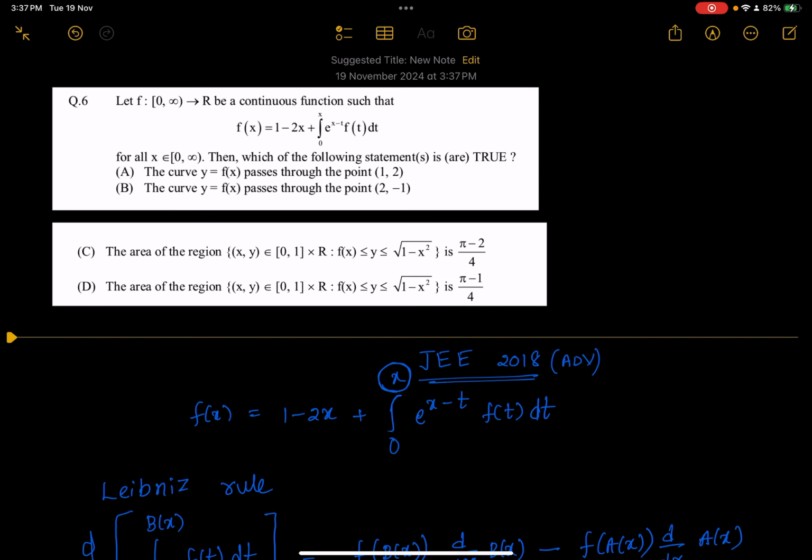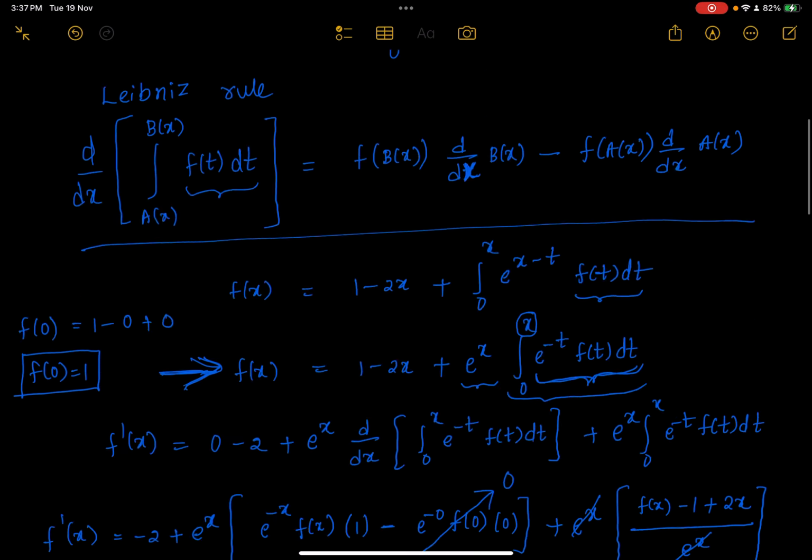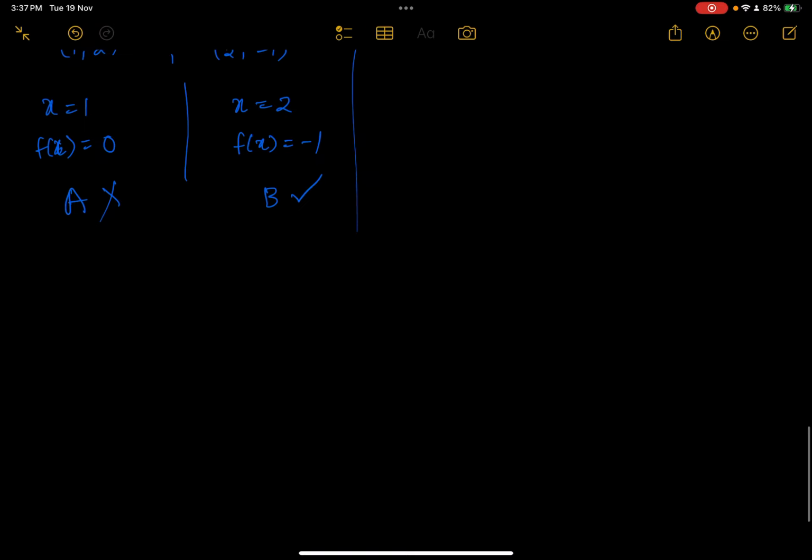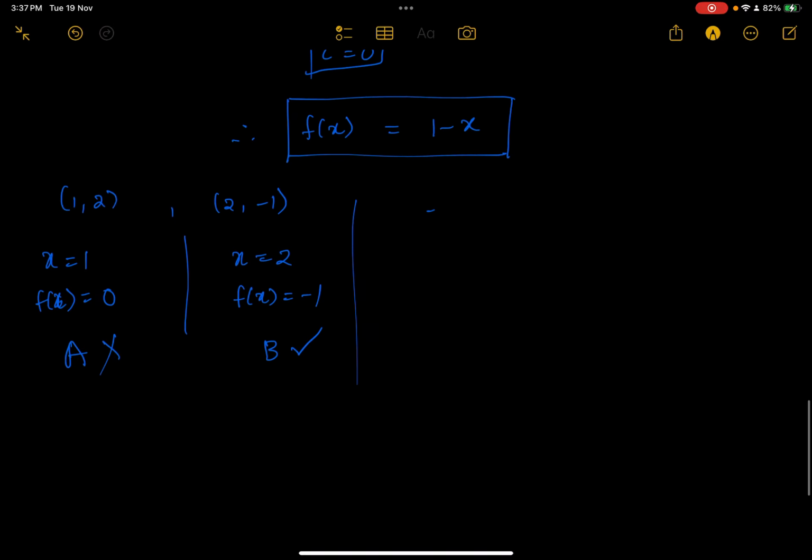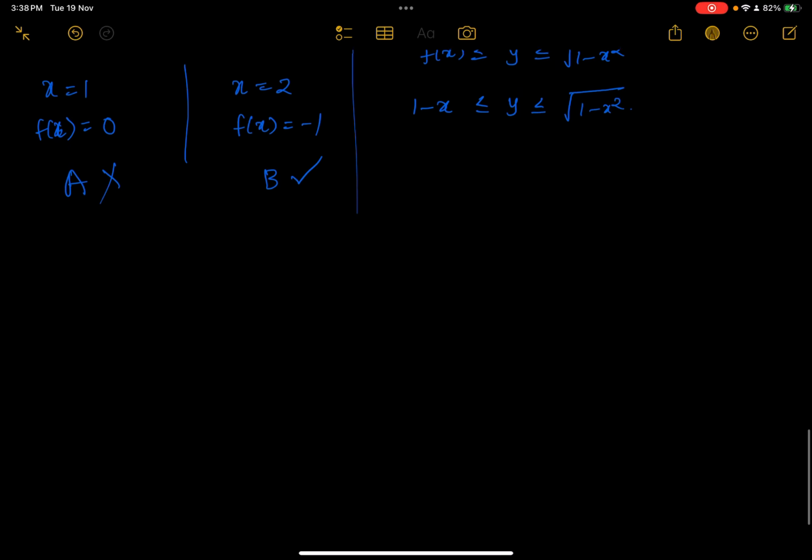The area of the region x comma y belongs to 0, 1 close brackets, f of x less than or equals to y less than or equals to root of 1 minus x square. We have to find out this area. F of x is 1 minus x less than or equals to y less than or equals to root of 1 minus x square. So let us draw the graph.